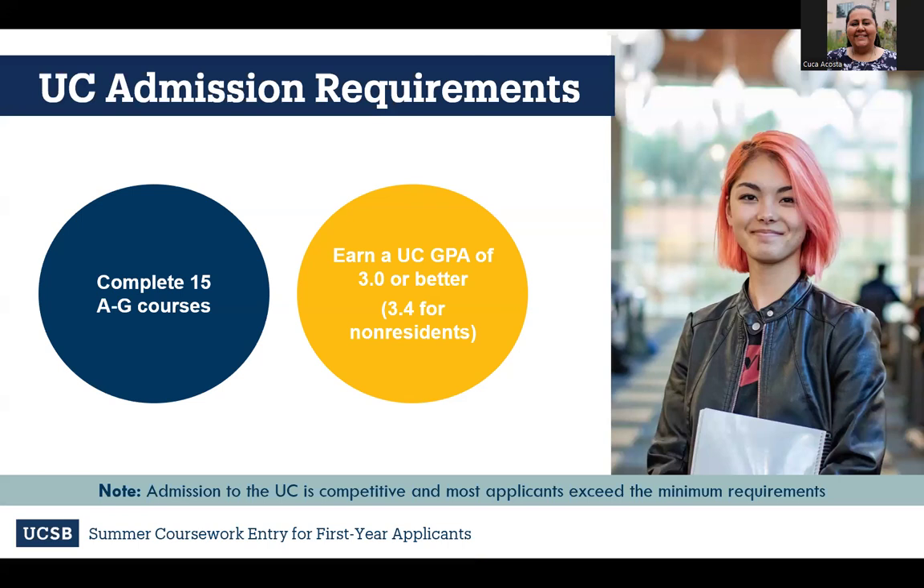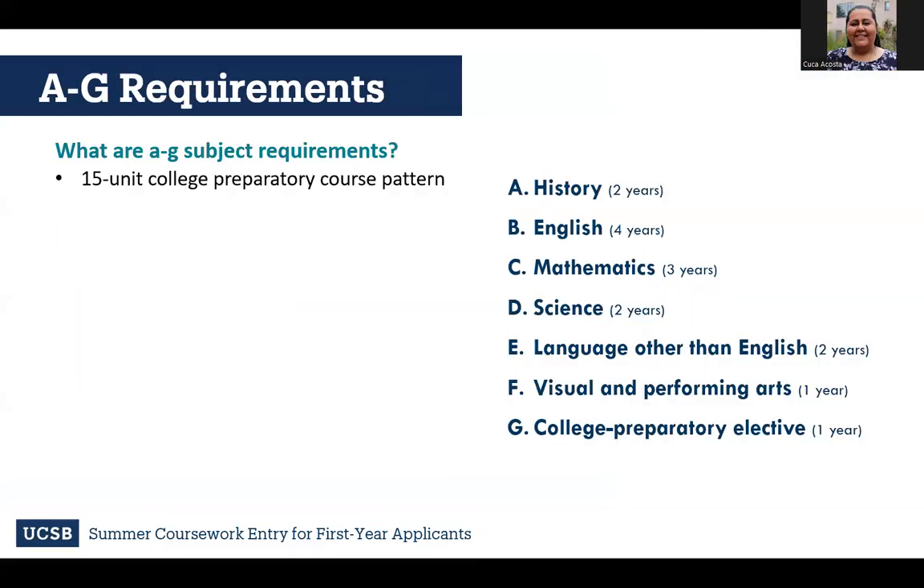Now, as you all may know, and as you're advising students, you know that the UC admission process indeed is competitive for all of the 9 undergraduate campuses. And so most applicants are indeed exceeding these two requirements. They're going above and beyond these 15-unit A through G course patterns, or above and beyond that 3.0 California GPA, 3.4 non-California GPA requirement.